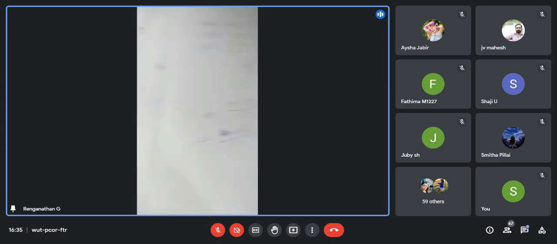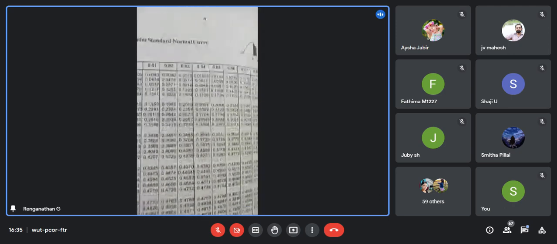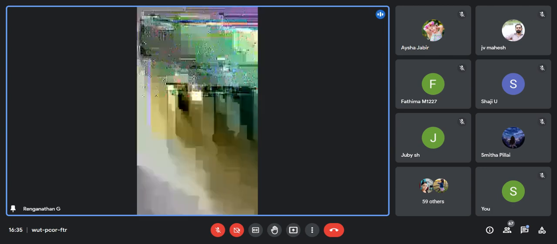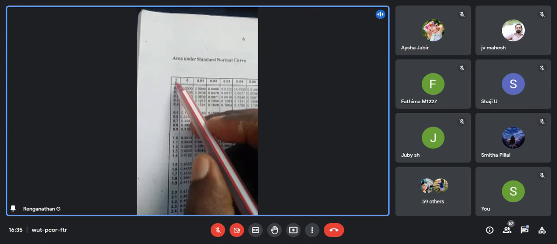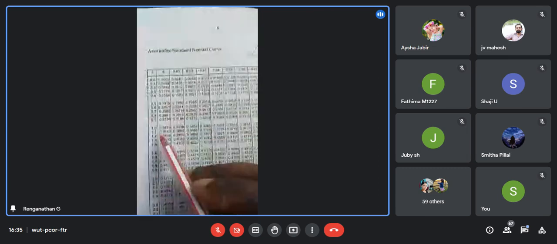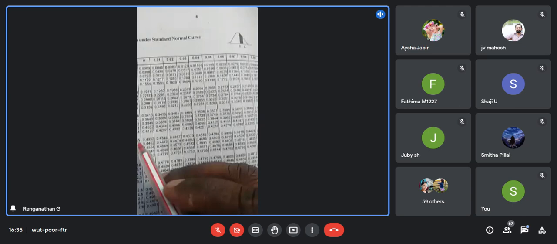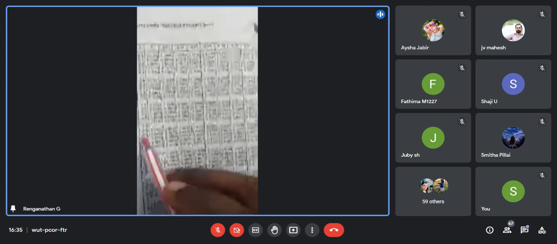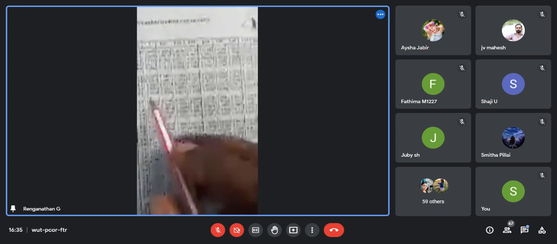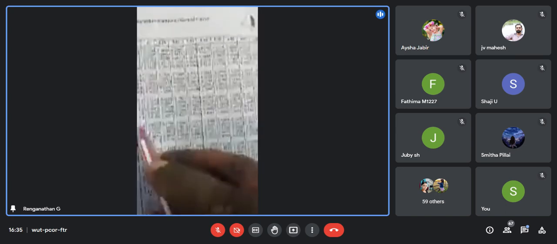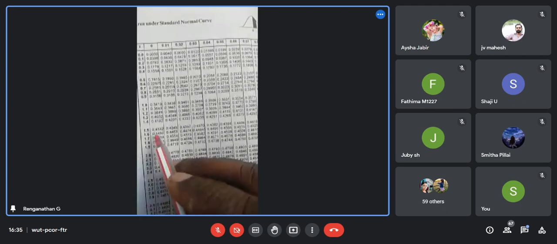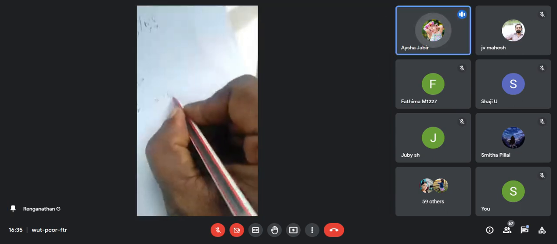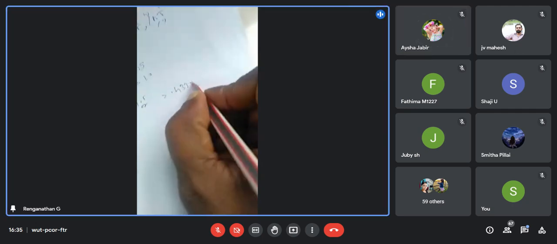I showed the table already. Look into this table. On its left side there is a z column. Can you see this z column? In the z column we have to find 1.5. Here it is, 1.5. We have to look into the 0 column. The 1.5 value in 0 is equal to 0.4332. Sir, the screen is not clear. 0.4332.